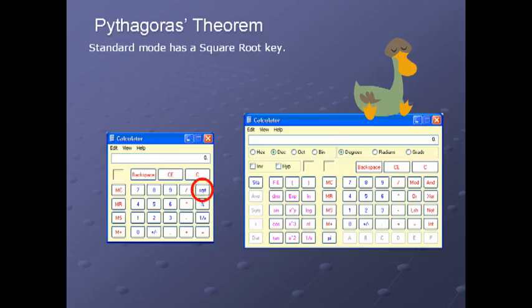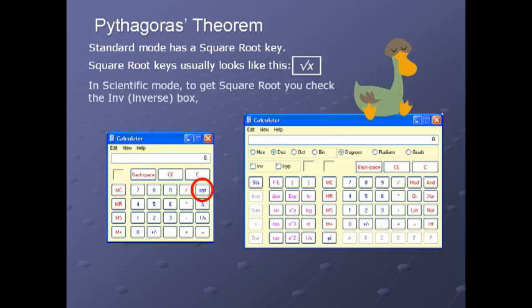Standard mode has a square root key. Square root keys usually look like this. In scientific mode, to get the square root, you check the inverse box, then click the square key.